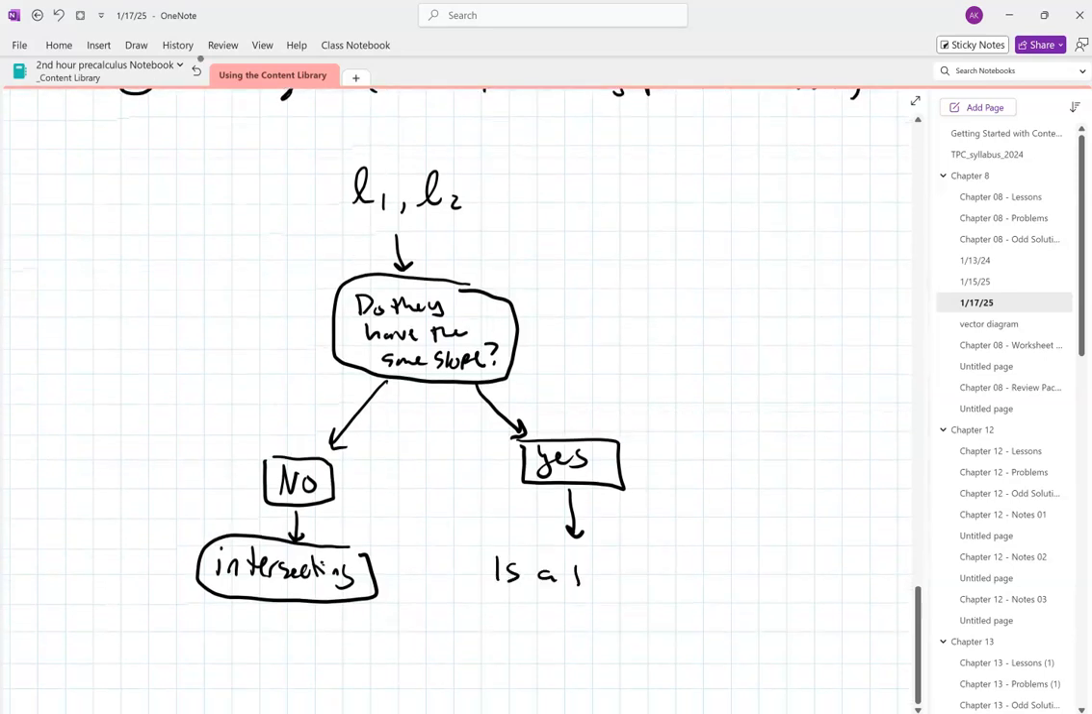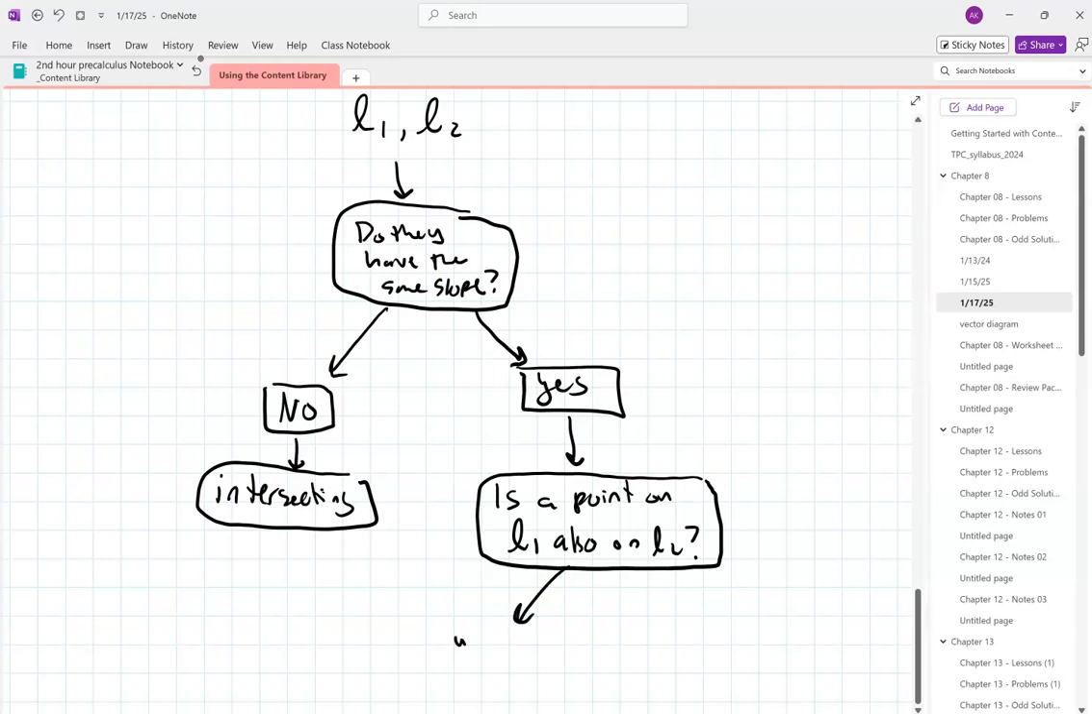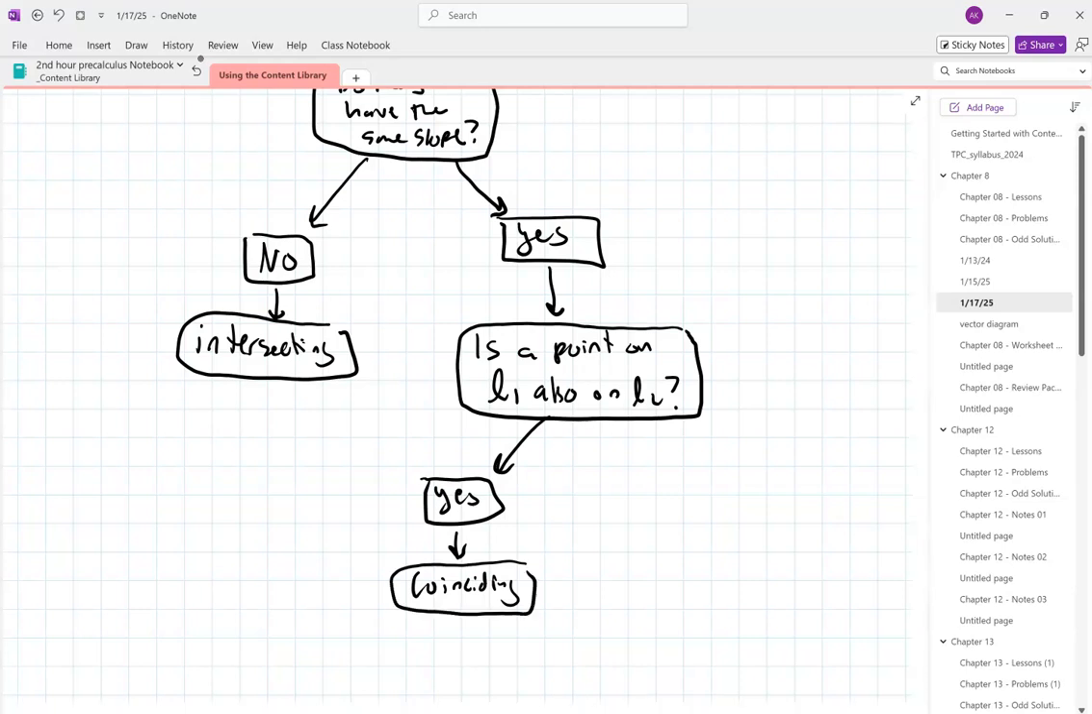So I'll ask, is a point on L1 also on L2? If the answer is yes, then they're coinciding. If the answer is no, then they're parallel. Does that feel okay to everybody?